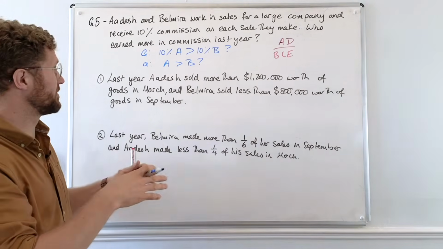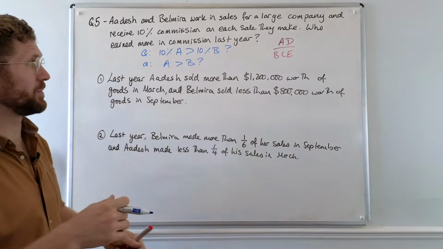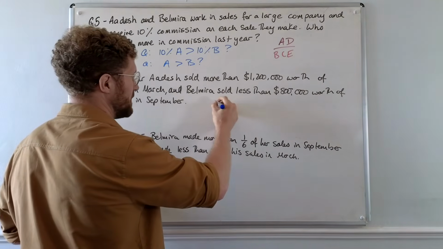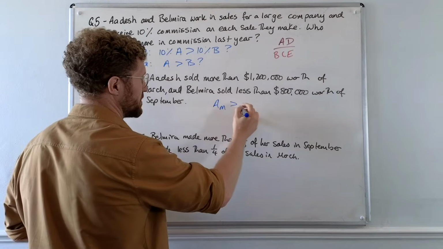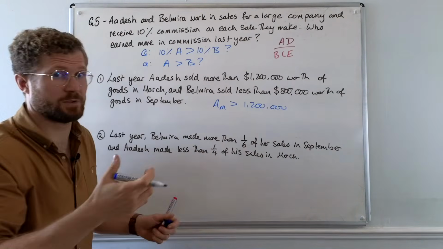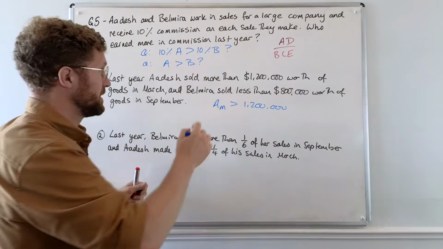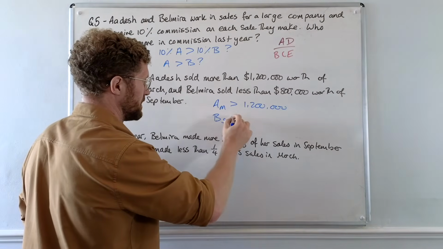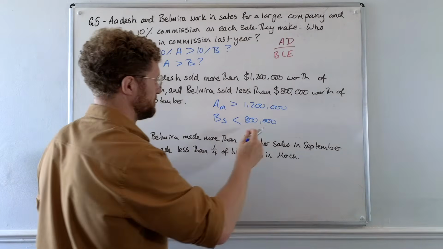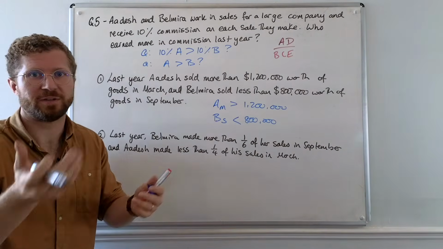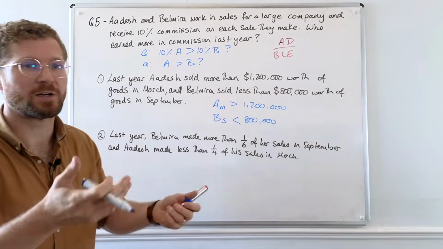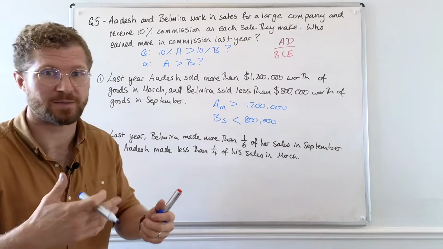So statement 1 first. Adesh sold more than $1.2 million worth of goods in March. So Adesh's March sales were greater than 1,200,000. Similarly, Belmira's September sales were less than 800,000. I'm using A and B for Adesh and Belmira, and the subscript M is for Adesh in March, and the subscript S is for Belmira in September.